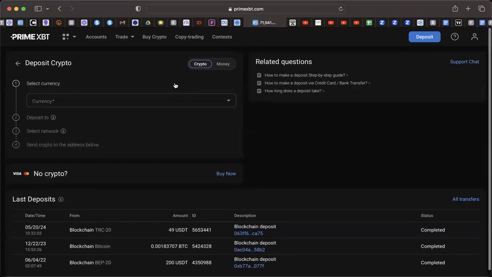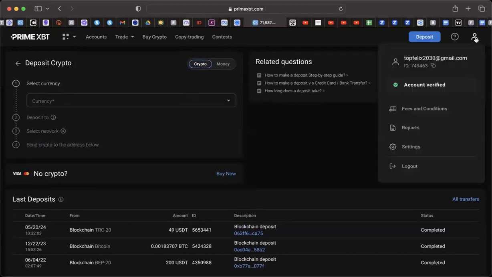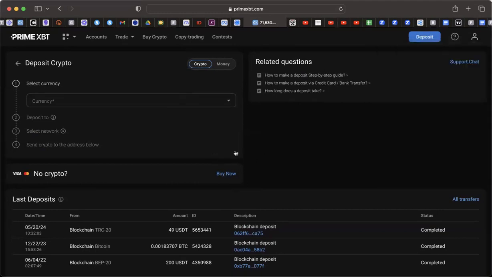So let's quickly go back. You have your account. You don't need verification, but if you want to verify, you need to verify. I verified my account, this one is a verified account. And then you can trade here.